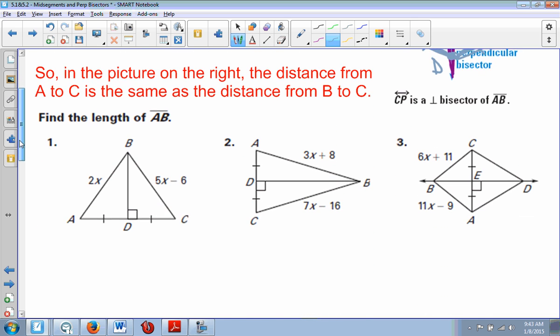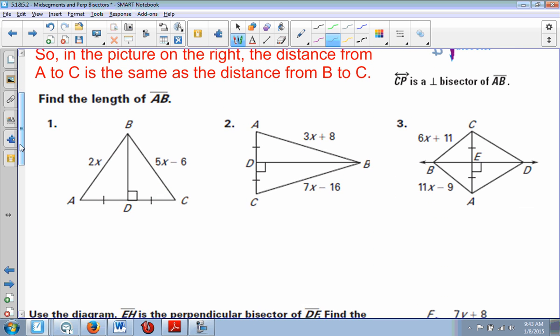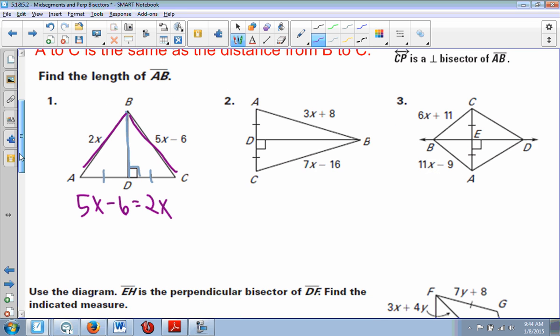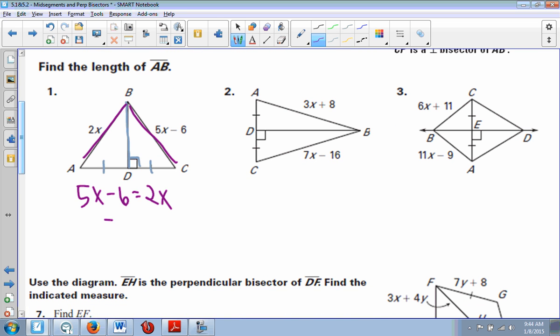So in these three problems down here, what we need to notice is BD goes down the center, it bisects, and it's perpendicular, which means that the distance from A to B is the same as the distance from B to C. So all I have to do is set the two pieces equal and solve for x. So the first thing I'm going to do here is subtract 5x. And if we divide by -3, we get an x value of 2.